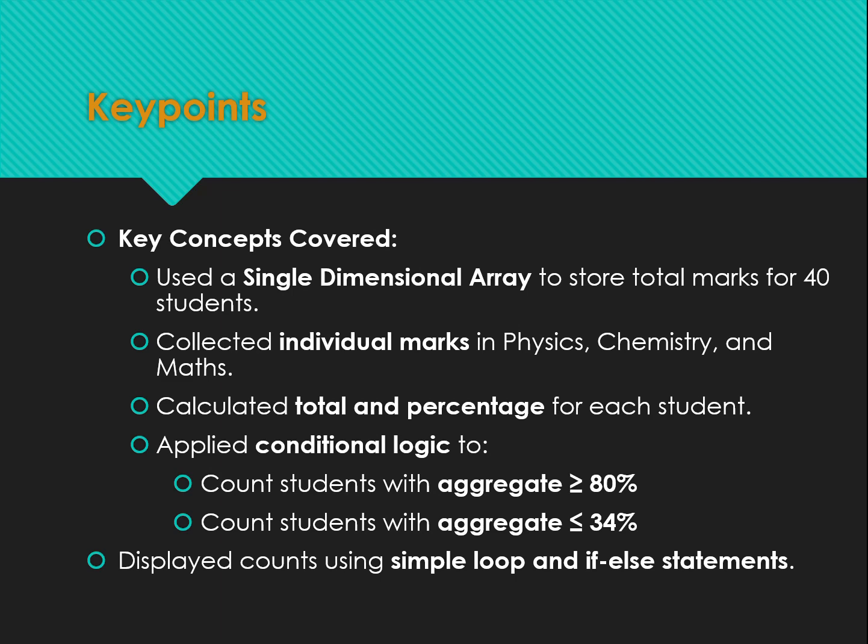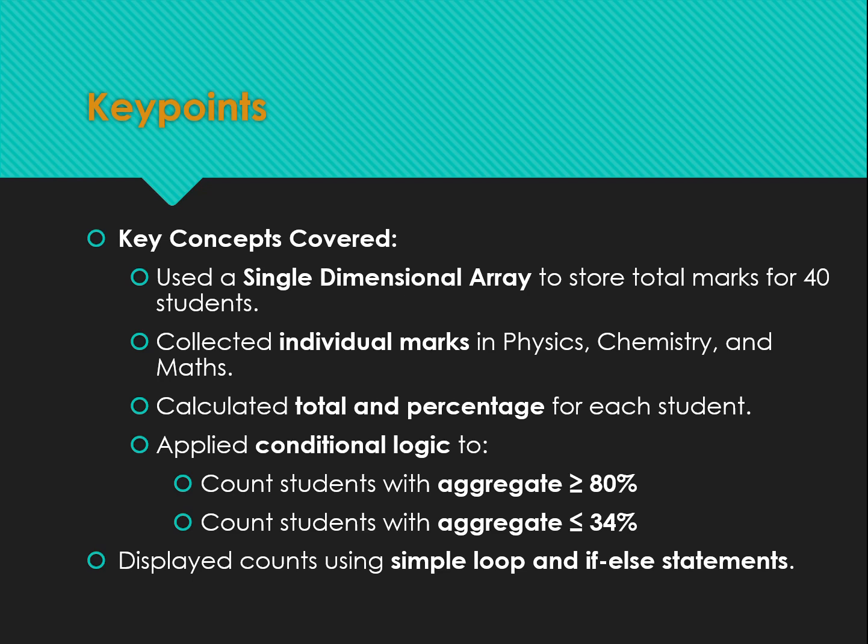Let's quickly go through the key points we've learned in this Java program. We started by using a single-dimensional array to hold the total marks of 40 students. Next, we accepted individual marks in physics, chemistry, and maths using a loop. After collecting the marks, we calculated each student's total and then derived their percentage by dividing the total by the maximum possible marks, which is 300.